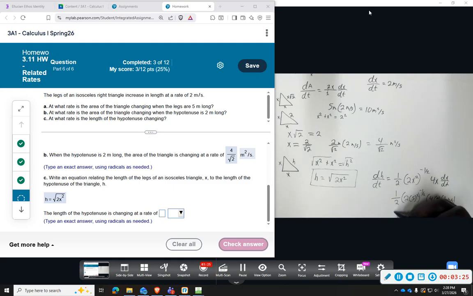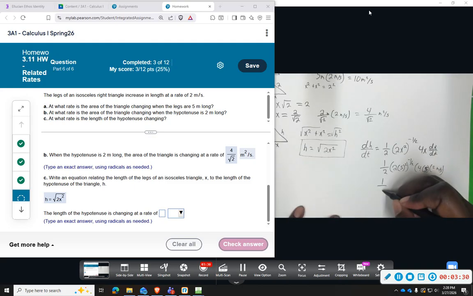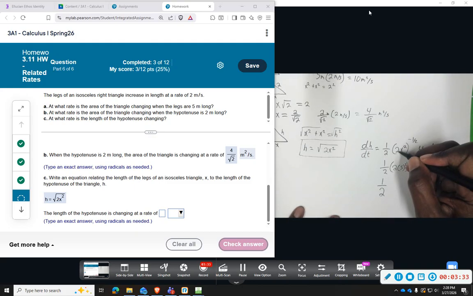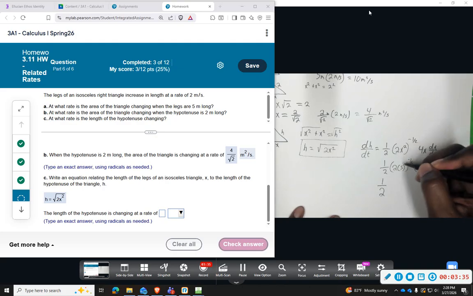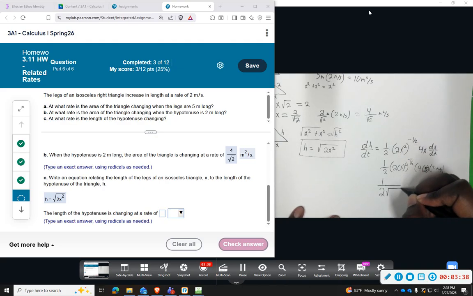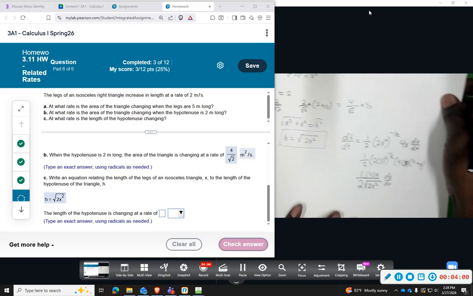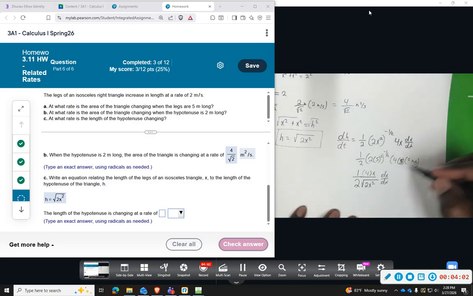So we're going to have 1 over 2. This whole expression is under the square root. I'm going to go to the bottom. So this is going to be the square root of 2x squared. And then this times 4 times x, and then the dx/dt, which will be on the top. All right, so plugging in the numbers now and giving the exact answer with the radicals as needed.